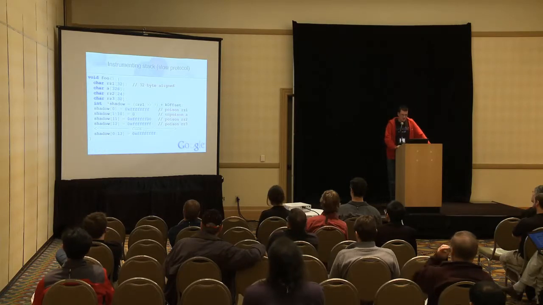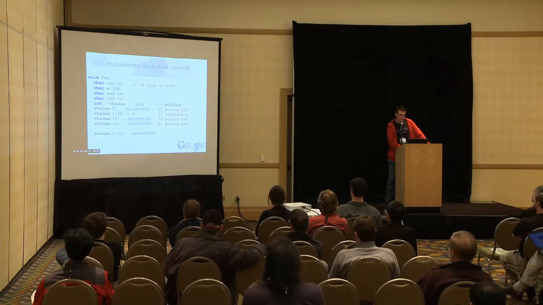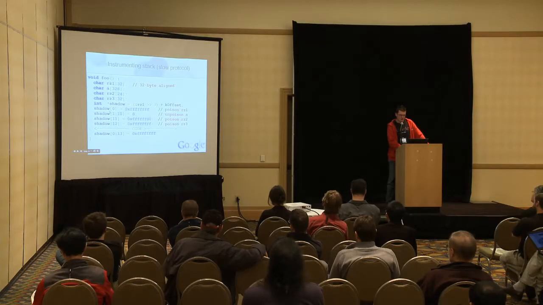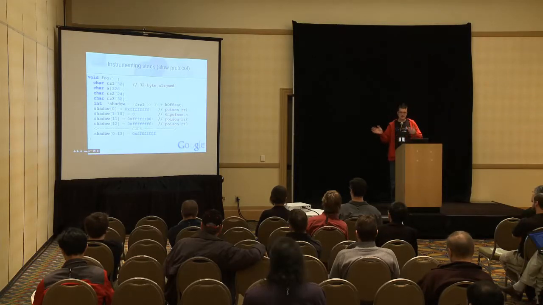The slow protocol will require poisoning the entire shadow. So here we have 300 plus bytes of local variables, and we need 13 store instructions to poison the stack frame. And when we exit the function, we poison the entire stack frame, saying that this stack frame is dead, don't touch it.